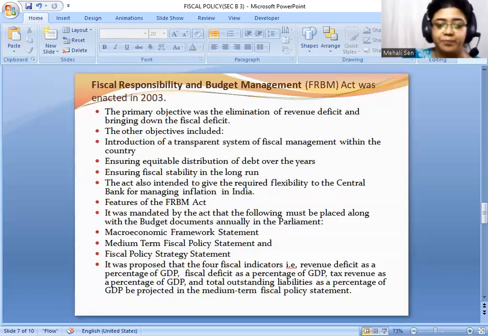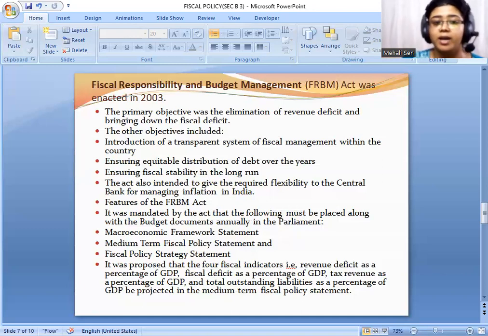Next is government expenditure. There are two classifications of public expenditure. One is called revenue expenditure, another is called capital expenditure. In the revenue expenditure, we have interest payments, defense expenses, salaries, pensions, wages. It is the recurring expenditure. And capital expenditure is a non-recurring expenditure, that is loan repayments, loans to public enterprises.